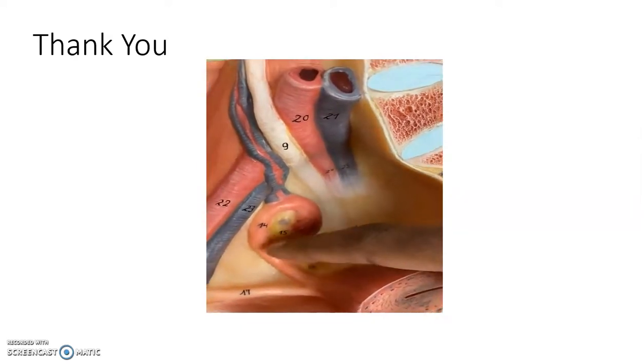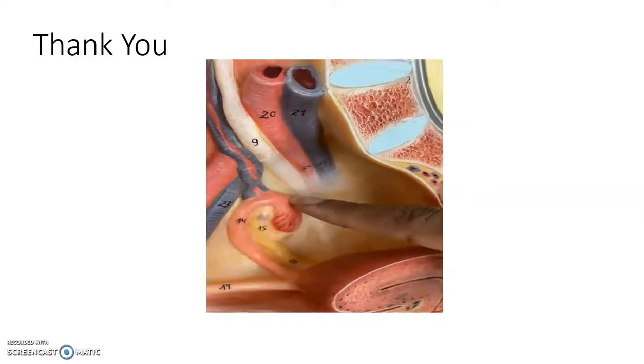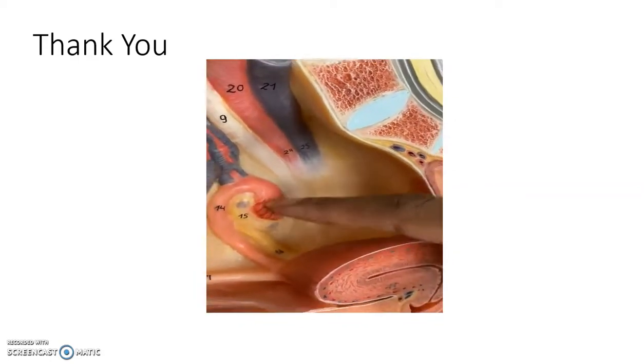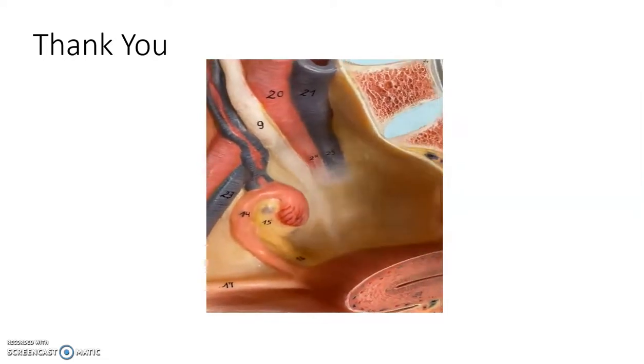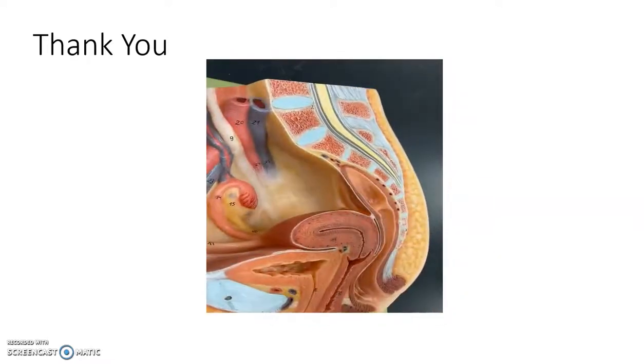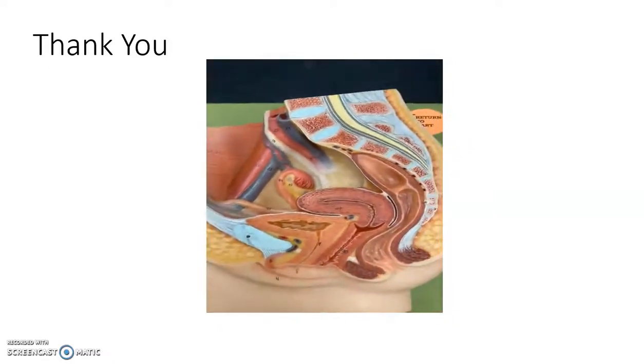So this is going to be number 14 is the fallopian tube, the uterine tube, and at the end of the uterine tube it is going to have fimbriae, and 15 is the ovary, okay? And there's 2, but remember we're looking at a sagittal view, so the other half is not there, okay? And that is your female reproductive system.